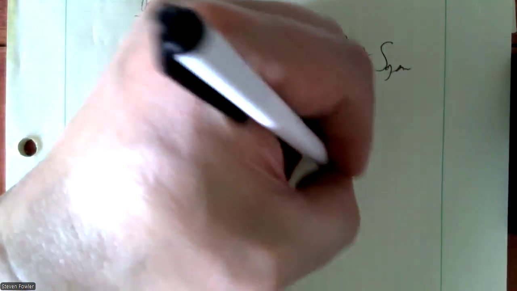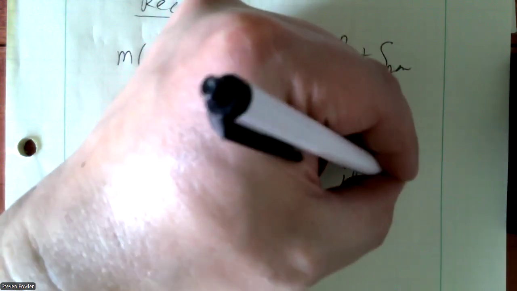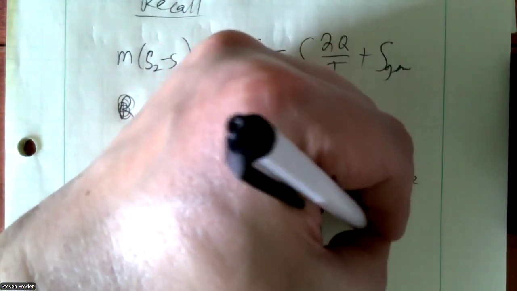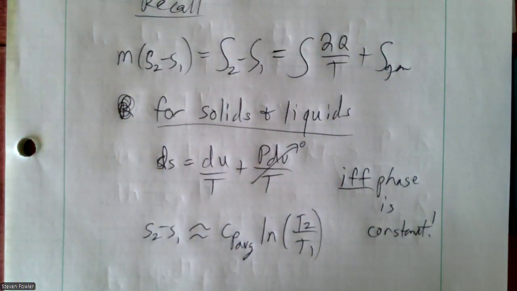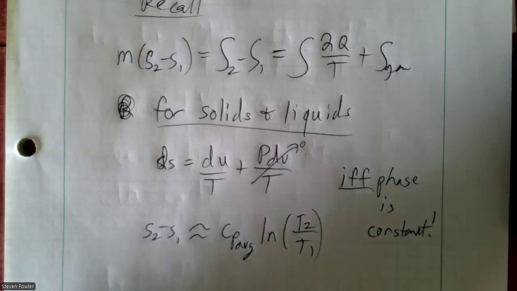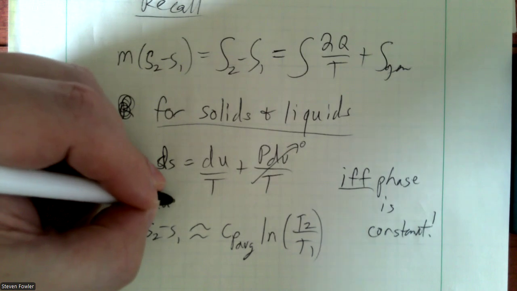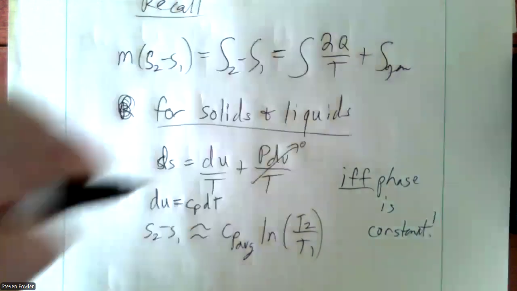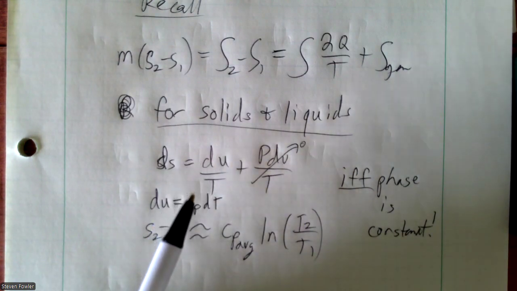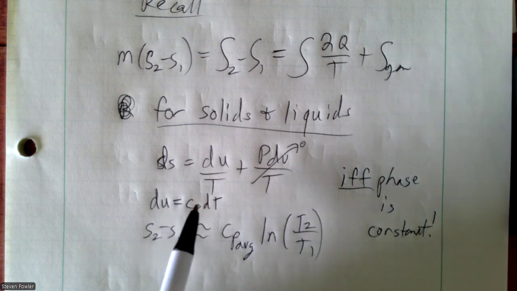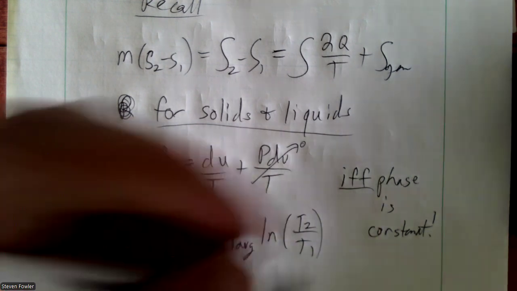Now, there's some caveats here. This works if and only if the phase is constant. Why is that? Well, I'm saying du is equal to c sub P dT, so I'm plugging this in here and integrating it. When I do my integral, I'm pulling this out as a constant. If the phase changes, this is not constant, and this no longer represents the integral of this guy. This only works if the phase is constant.